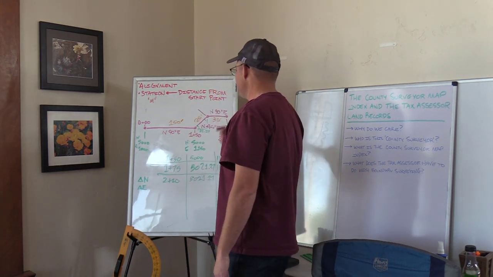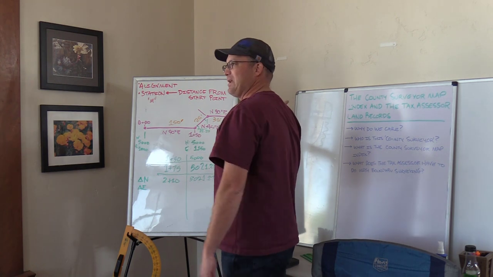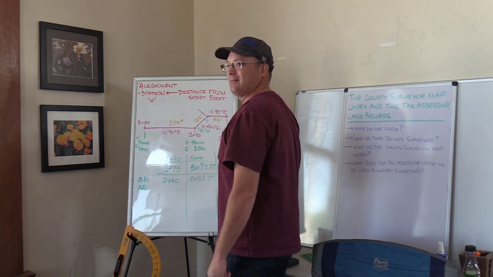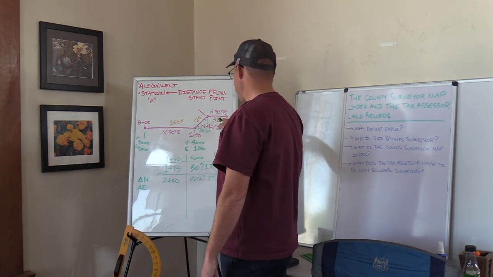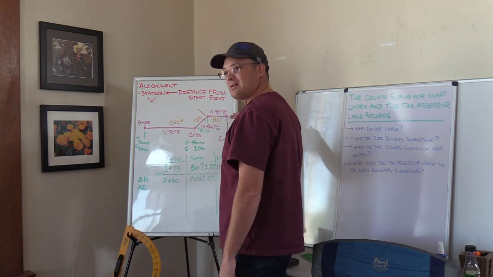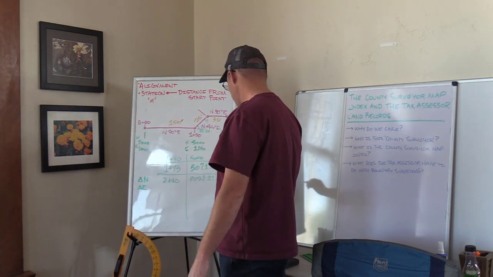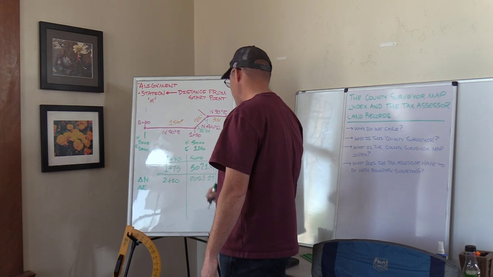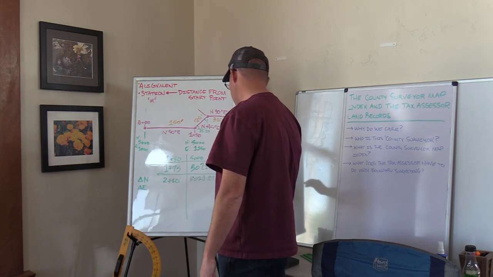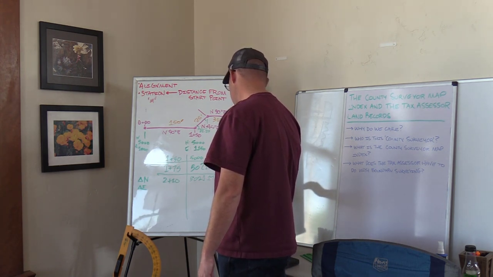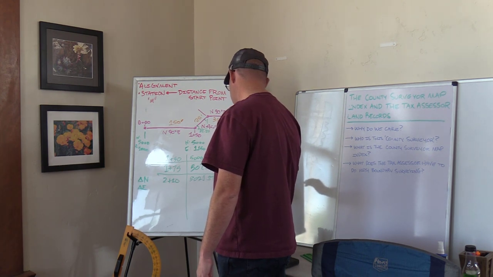5021.27. Okay, now our easting. We're going east. So what's happening to our easting? We need to add 35. It's getting bigger. We've got to add 35 feet to come up with our easting. You see that? Okay, so I can't do that math. What is it? 1206.27.